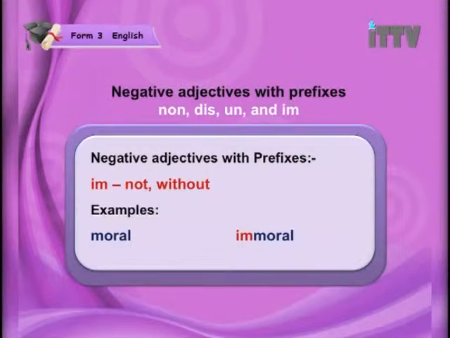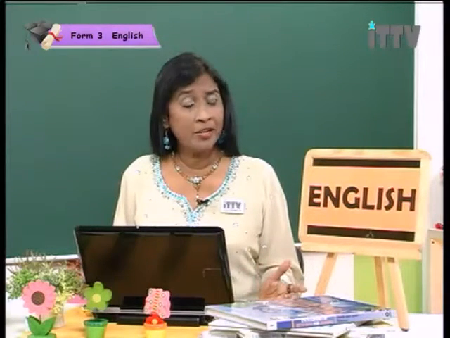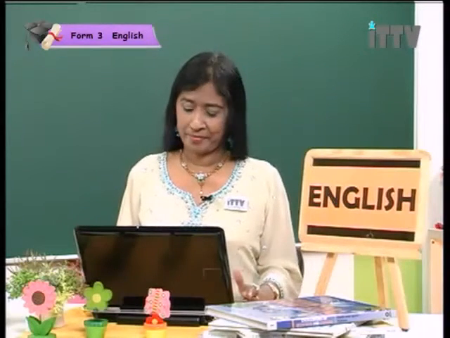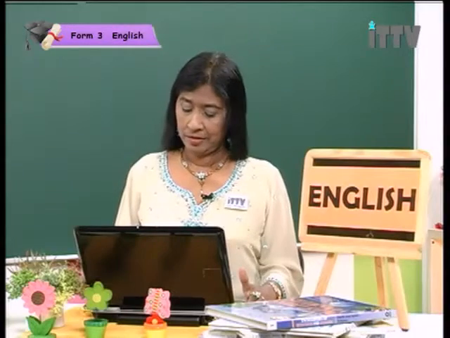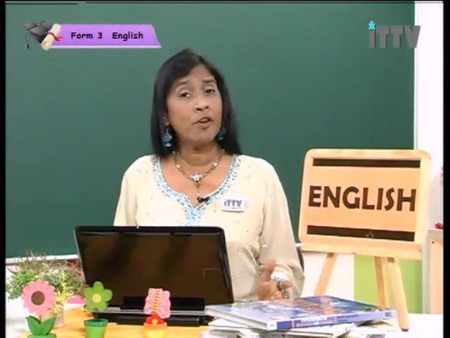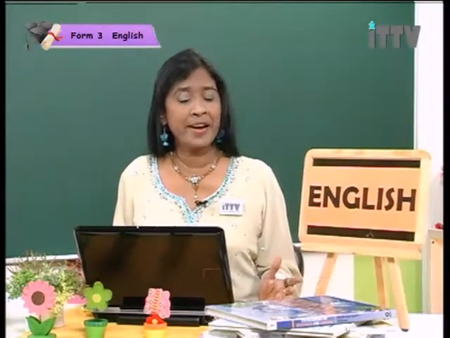Next, moral, immoral. Now, when you call someone immoral, that person will feel very hurt because a person who's immoral has no noble values. A moral person has many noble values. Perfect. You add im to perfect and it becomes imperfect. So that means this person has a lot of flaws. It's not perfect, makes a lot of mistakes. Imperfect.